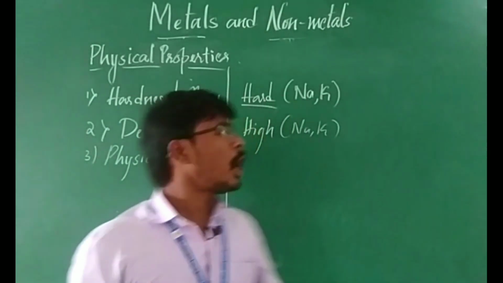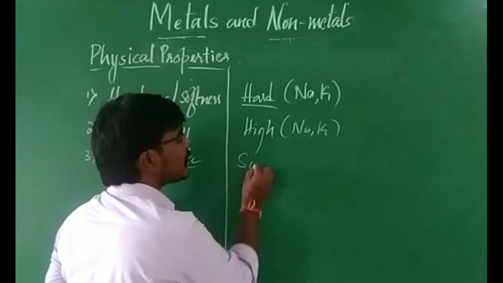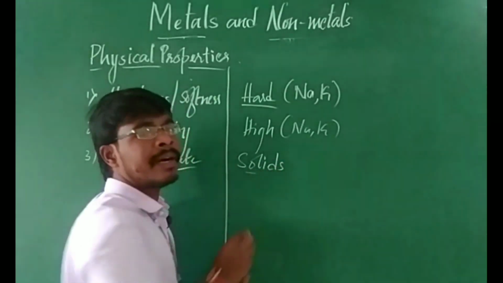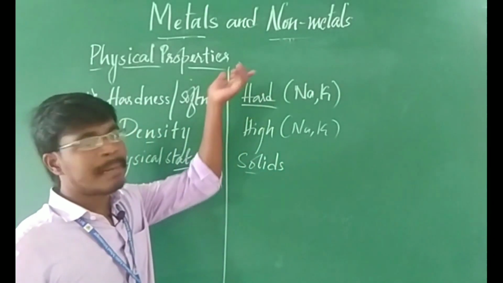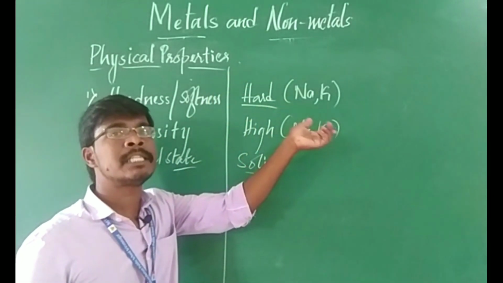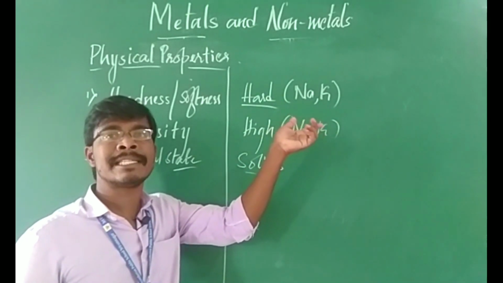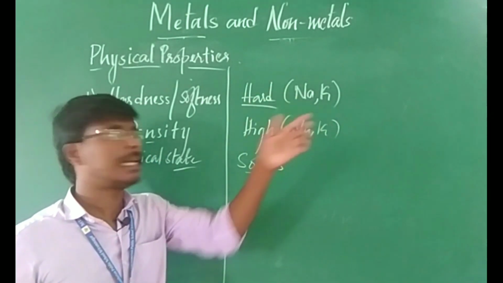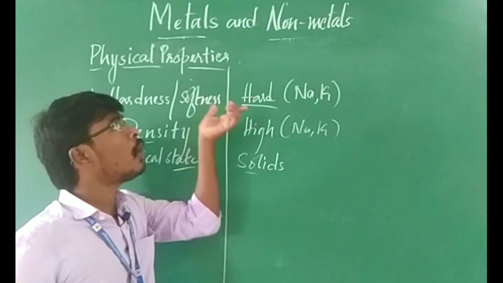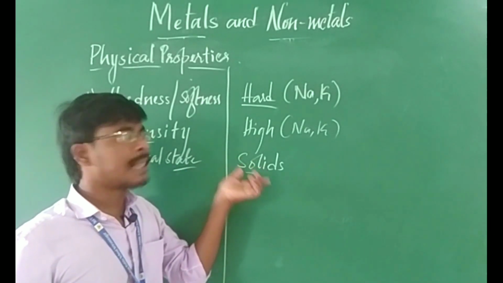Based on that, almost all the metals are solids in nature. So we will give a simple general definition. Metals are hard solids which will conduct heat and electricity and which are malleable and ductile. So based on that, almost all the metals are hard solids.